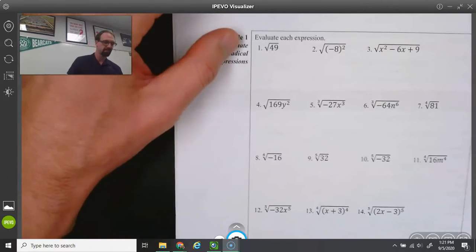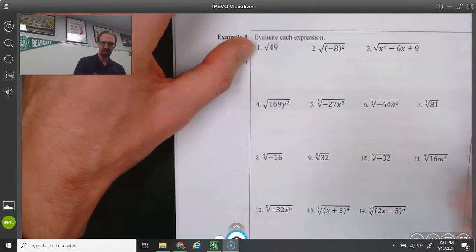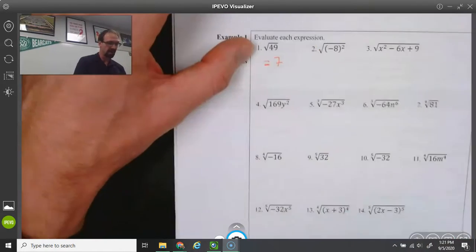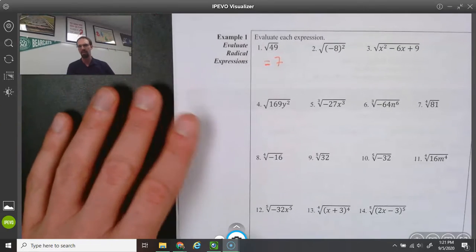This is example 1. Square root of 49, it's 7. This is not one that we need to worry about the absolute value of because we have a number and no variable. We only worry about that with variables.